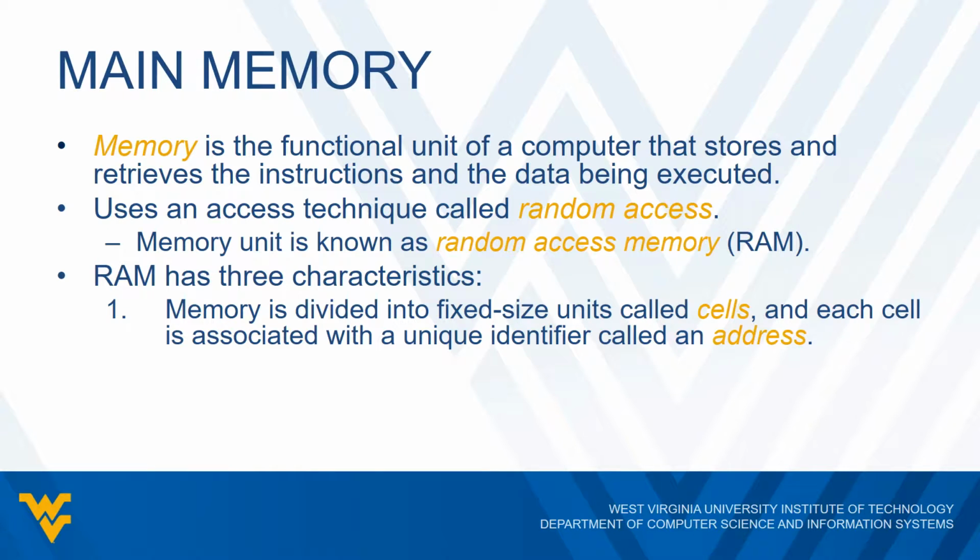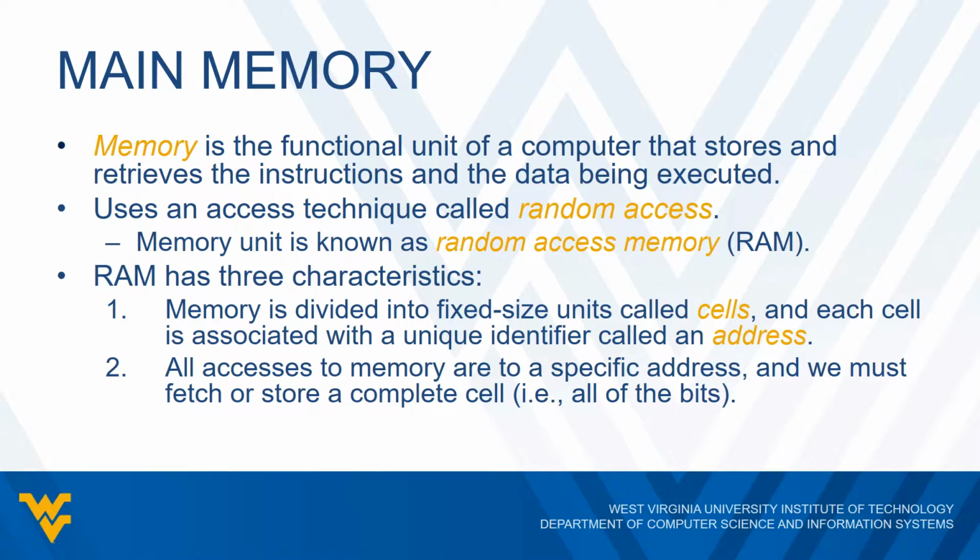The first one is that the memory is divided into fixed size units that we call cells. And each cell is associated with a unique identifier, which we call an address. Now, these addresses are the unsigned integers, it starts at 0, 1, 2, all the way to the maximum address that's available in our RAM.